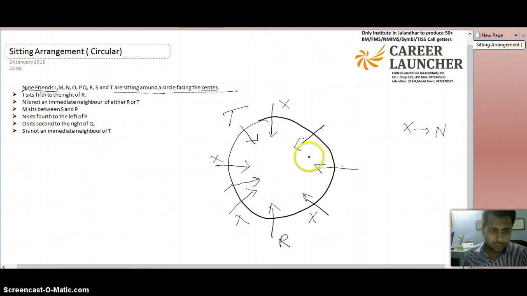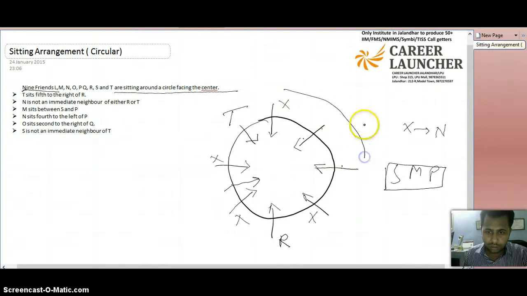Next is M sits between S and P. So there is a group of 3. I need to find places where 3 people can be seated. So it could be here, it could be here, it could be here as well. But I need to take a chance here.